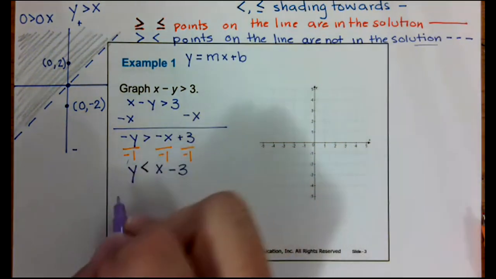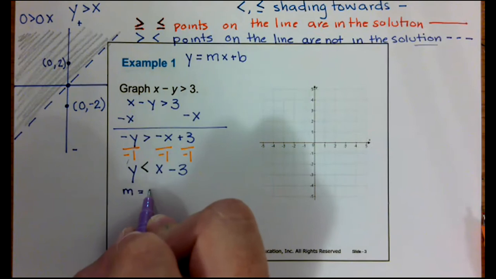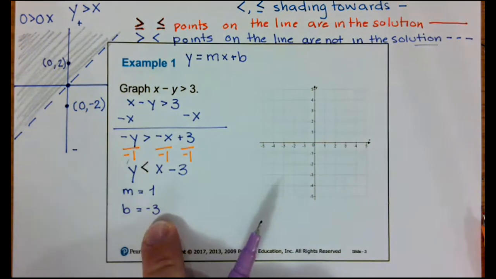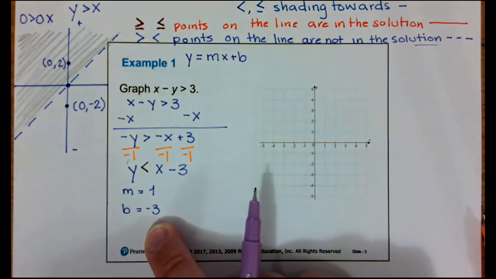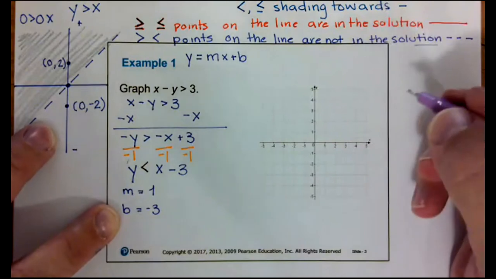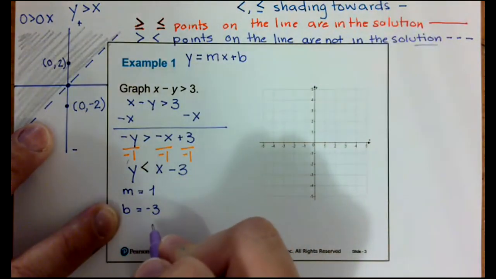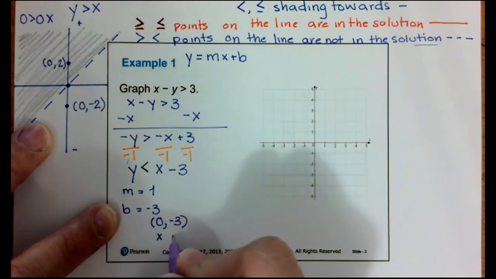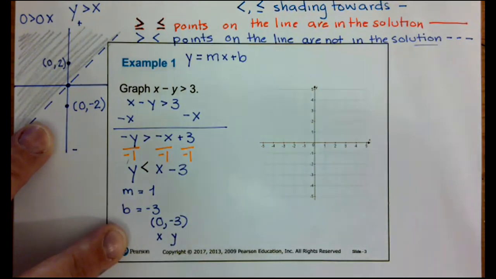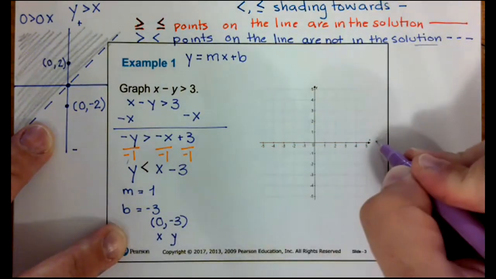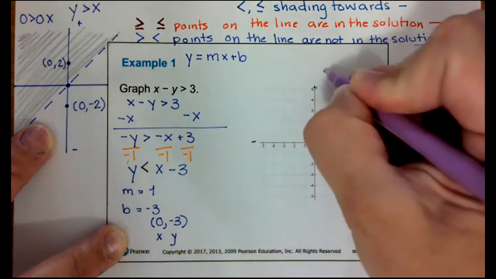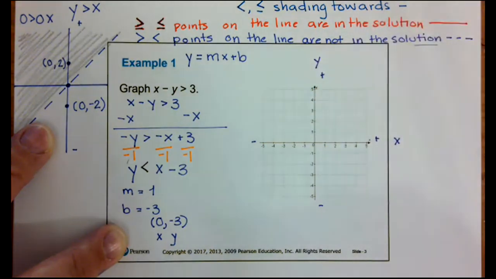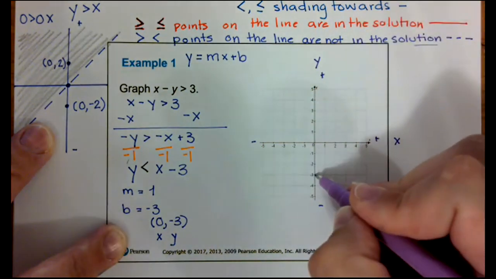Okay, so that means our slope is 1. And our y-intercept is -3. So the way we use these is just like we use them in equations. If b is -3, that means it crosses y at (0, -3). 0 on x, -3 on y. So let's start there. This is the x-axis, this is the y-axis. 0 on x, -3 on y.